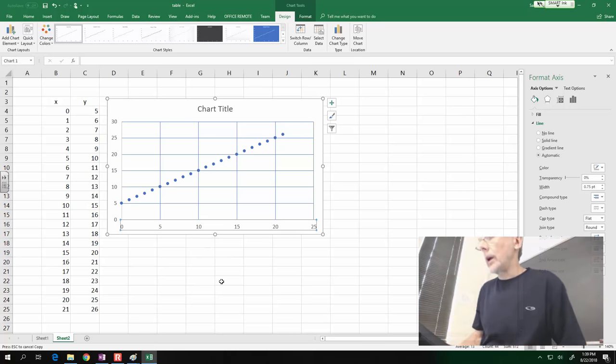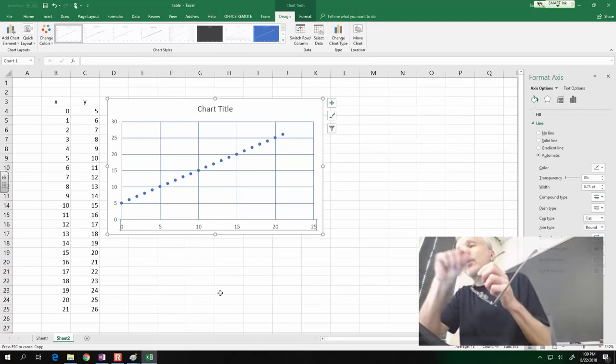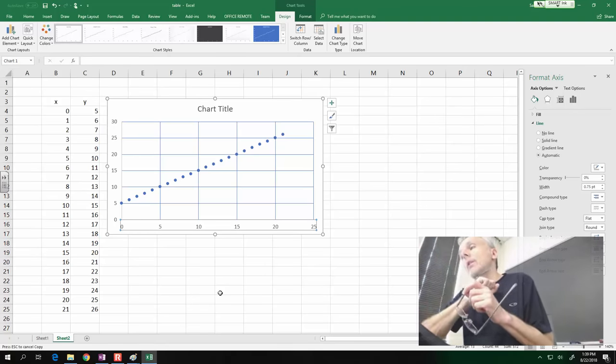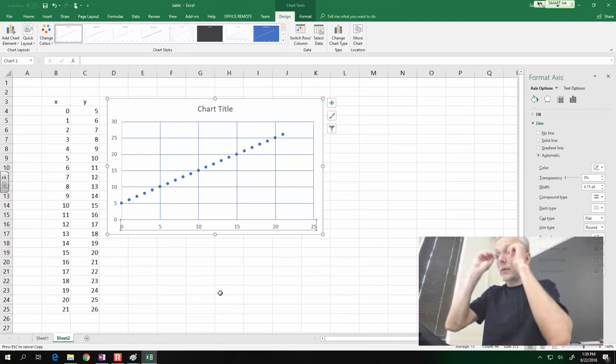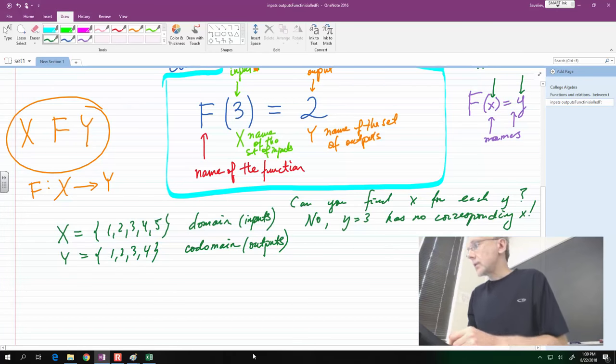So anyway, hopefully this illustrates well enough for you. Every point represents a row. Those points are plotted on the graph. And this is a chart, or graph, of my function.